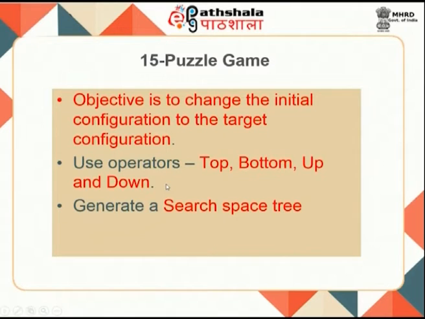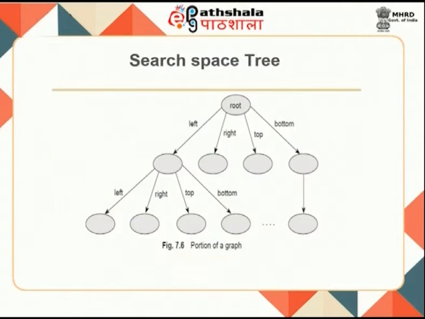In other words, if there is a possibility to move sideways or up or down using the empty slot, we can do that. As suggested earlier, this problem requires the generation of the state space tree, and we have to search for the target configuration that is present in the tree. If we generate the tree, it looks like this.